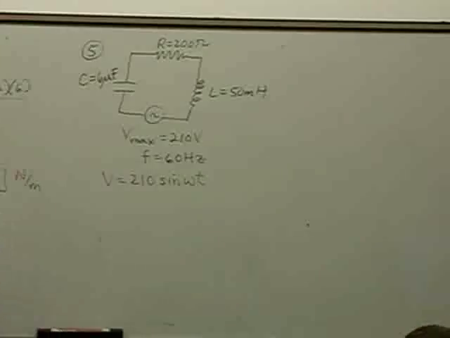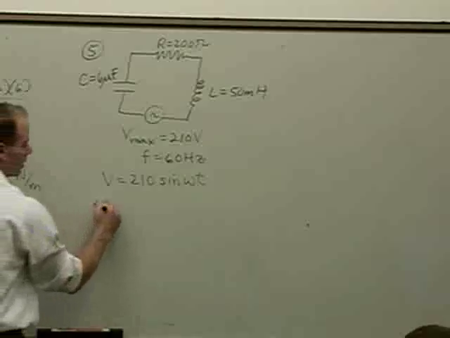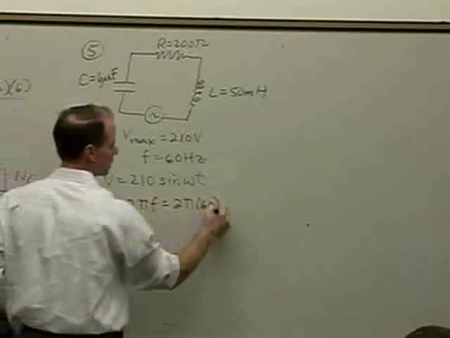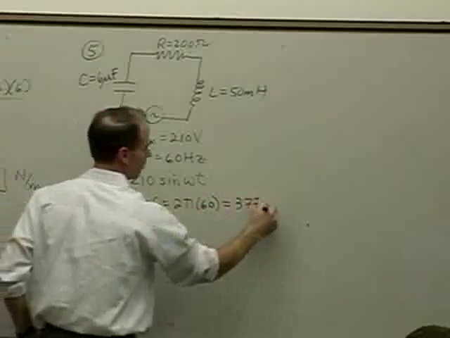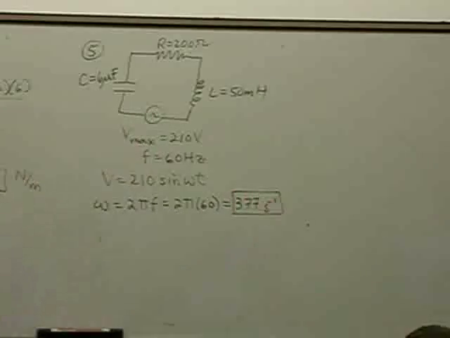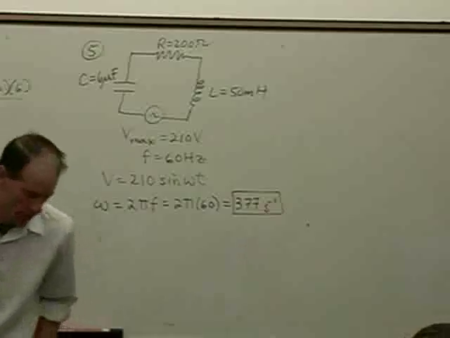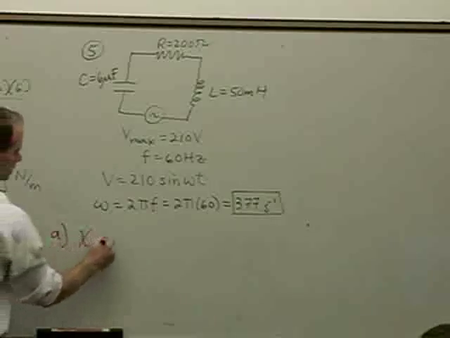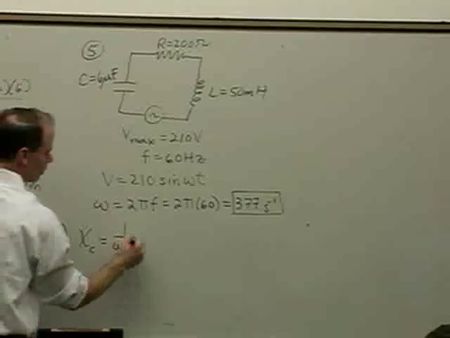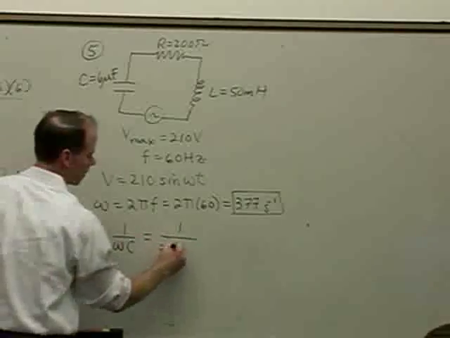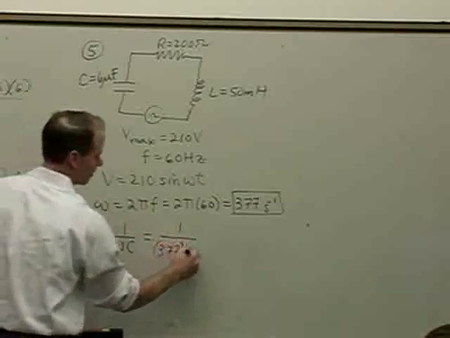We're told that the source is 60 hertz, so omega is 2 pi times the frequency of the source, 2 pi times 60, or 377 per second. So the first thing is to find the capacitive reactance. Capacitive reactance is 1 over omega times C. That's 1 over 377 times 6 microfarads.